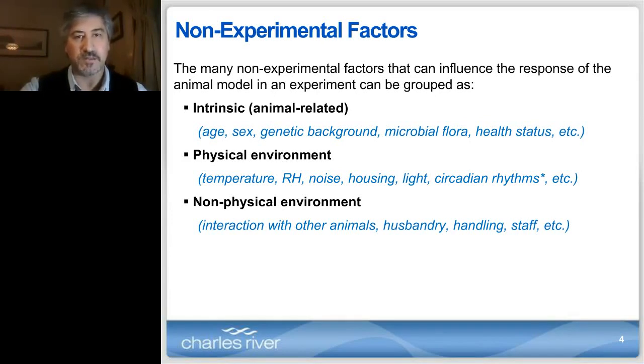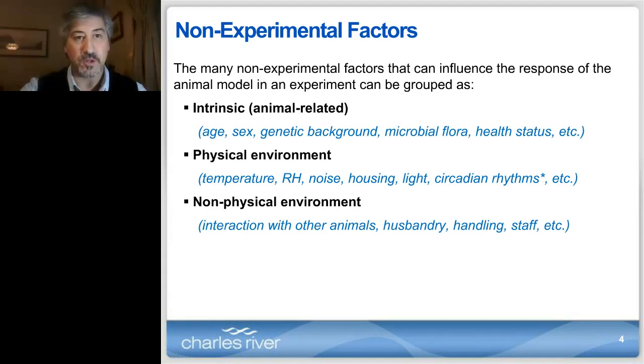I have divided these non-experimental factors into intrinsic or animal-related factors, like the age of the animals, the gender of the animals, the genetic background. We all know how important the genetic background is. The microbial flora of the animals, and this is an expanding field at the moment. The health status of the animals, that is obviously an influence on the results.